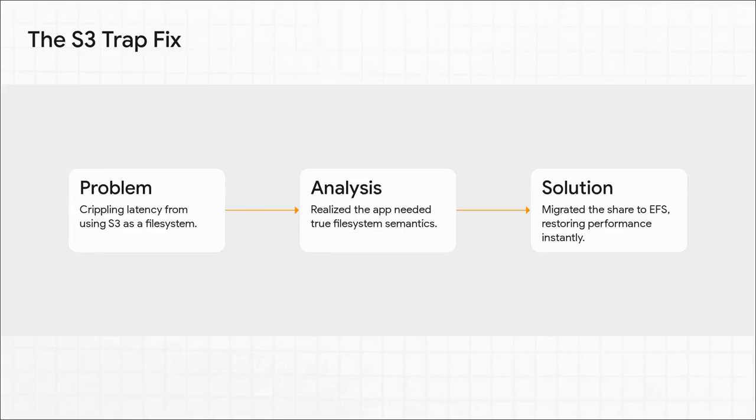The good news is the fix was actually pretty simple. Once they figured out the real problem, that they needed true file system behavior, the solution was obvious. Since their app was Linux-based, they moved all the data over to EFS. And the second they pointed the application at the new EFS mount target, poof, performance was right back where it needed to be. Just like that.